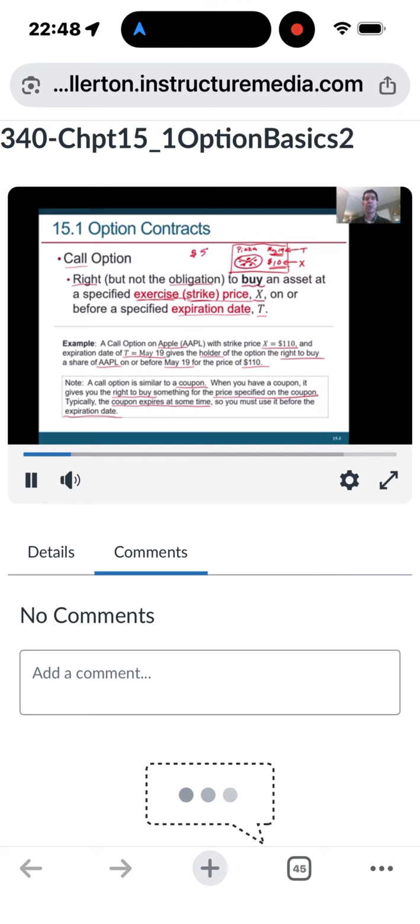Are you going to pull out your coupon and say, no, I'm going to pay $10 for this? Of course not. So what are you going to do? You're going to throw your coupon away and you're going to pay $5 if you want the pizza. So it'll be the same here.